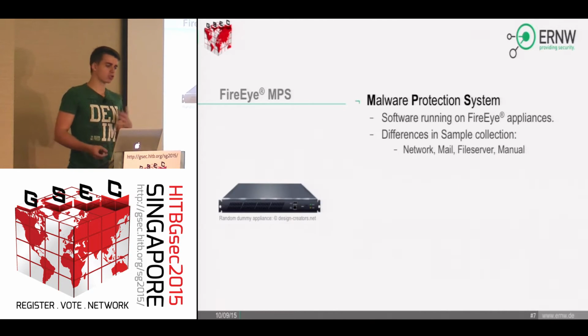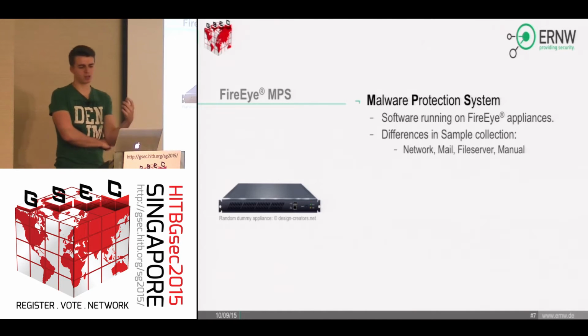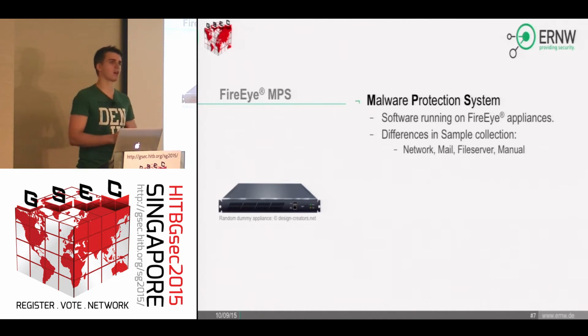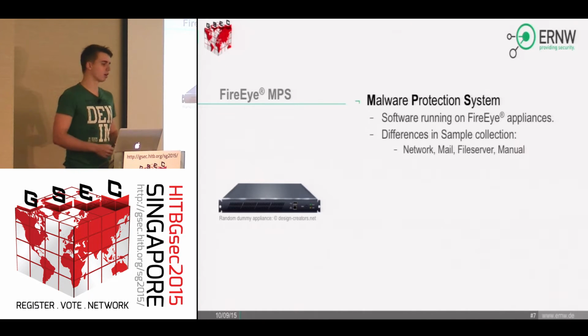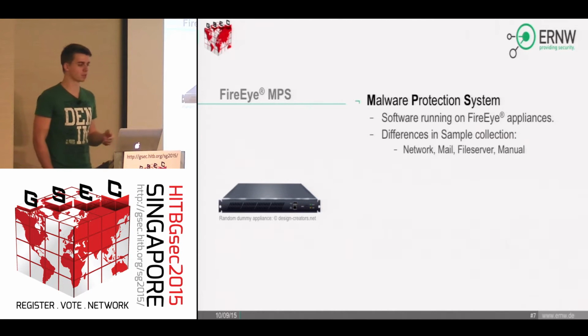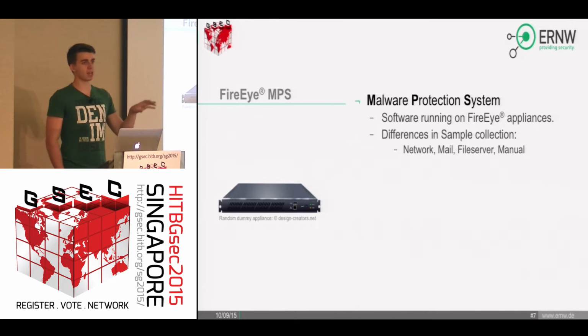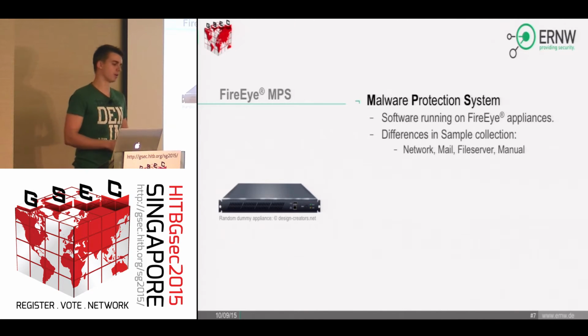Just a short introduction to the FireEye MPS. MPS stands for Malware Protection System. It's hard to get an exact definition of what they mean by this, but at its core, it's the core software stack that runs on every main FireEye appliance. These appliances differ in how they collect malware samples to analyze from the network. Some of them work by just watching the network stream. Some are used as an email gateway, so they analyze all email attachments. There's an appliance that scans Windows file servers to find new samples to analyze. And there's even a manual analysis appliance where you can manually upload samples to analyze.